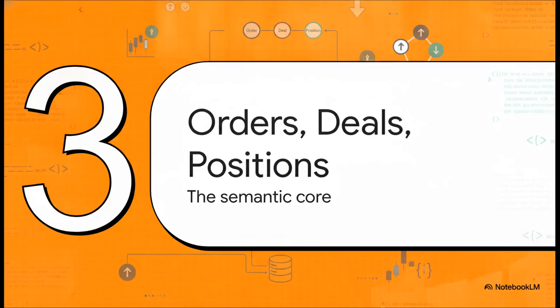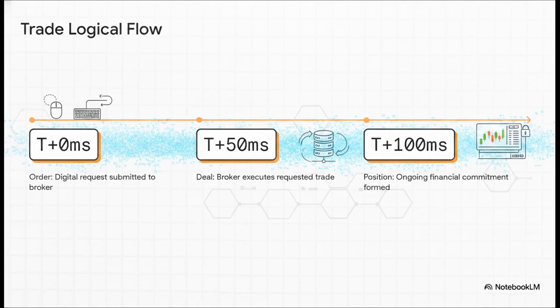Section 3. Orders, deals, and positions. This is the semantic core of MQL5, and honestly, it's often the biggest barrier to entry for developers coming over from languages like Python. Let's actually see how this builds across the timeline. Notice the logical flow here, from a request to an action to the final financial result.